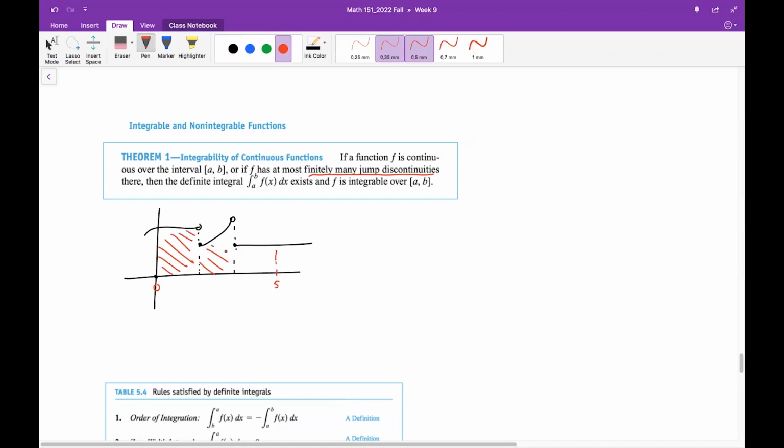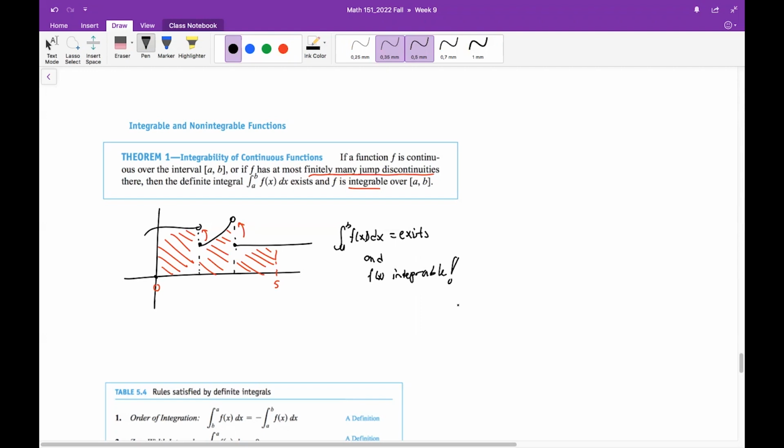This function, even if it is not continuous, even if it has jump discontinuities like this, it is still integrable, okay? It is still possible to compute the definite integral of this function. This is what this theorem tells us. And if this integral exists, then you call your function an integrable function.